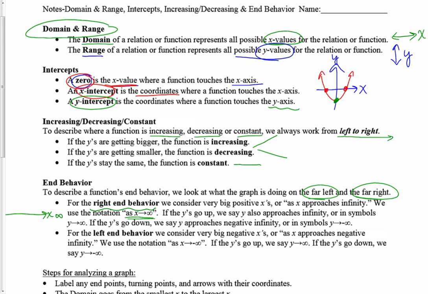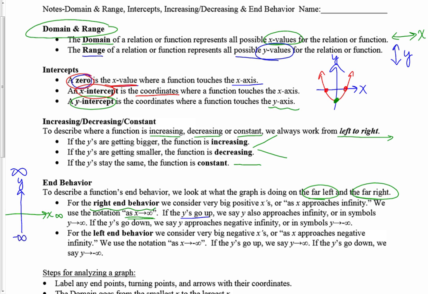So then we have to look at what's going on with the y's. And the y's are going up or down. So if the y's are going up, that's going to be up at the top. So then we'd say y approaches infinity. If the y's are going down, that would be on the bottom of the graph, in which case the y values are negative, and we would say y approaches negative infinity.